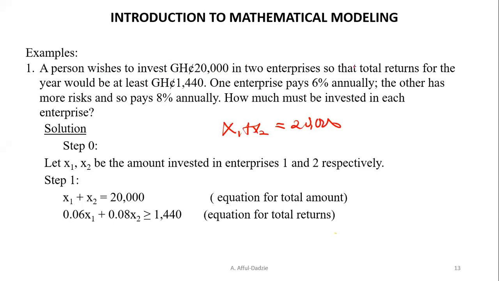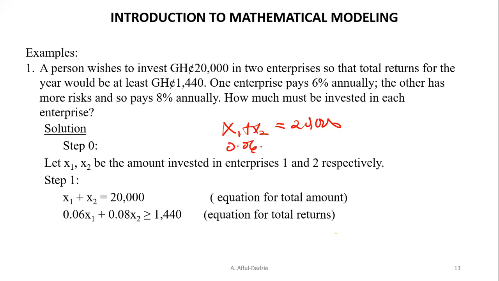But then he says that the total returns on both investments must not be less than 140, which is the same as must be at least. When you say at least, it means something or more. You get it?